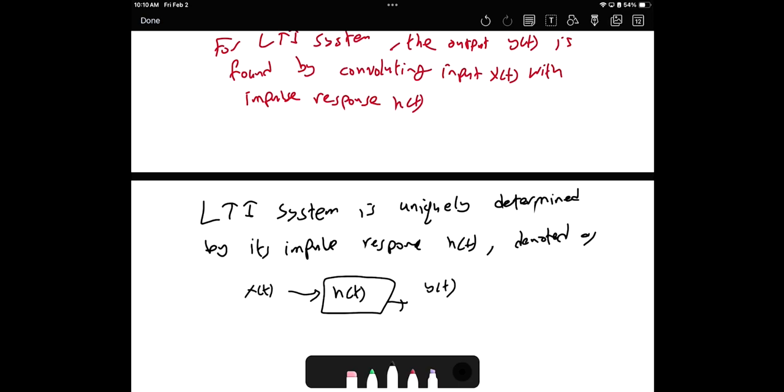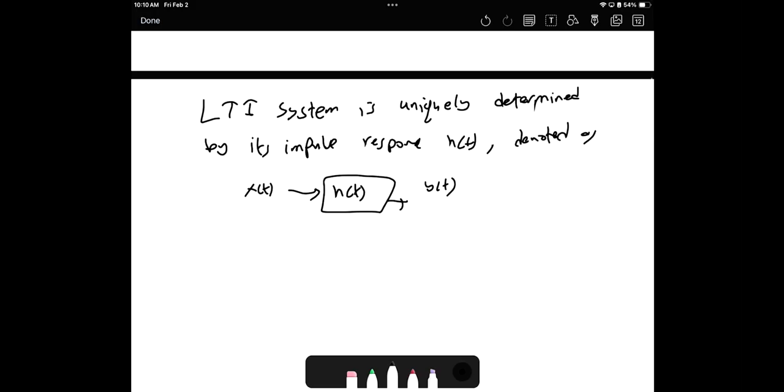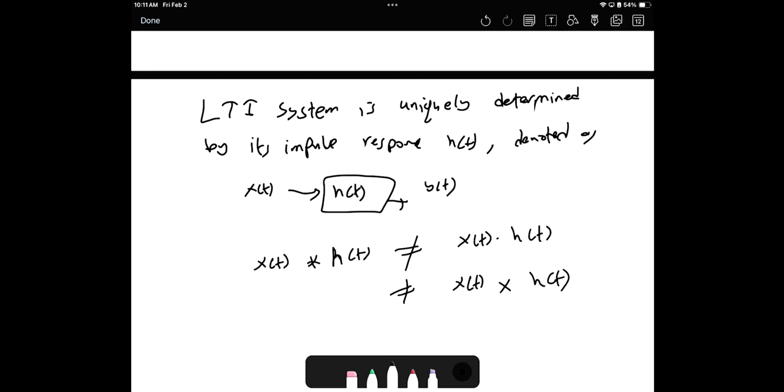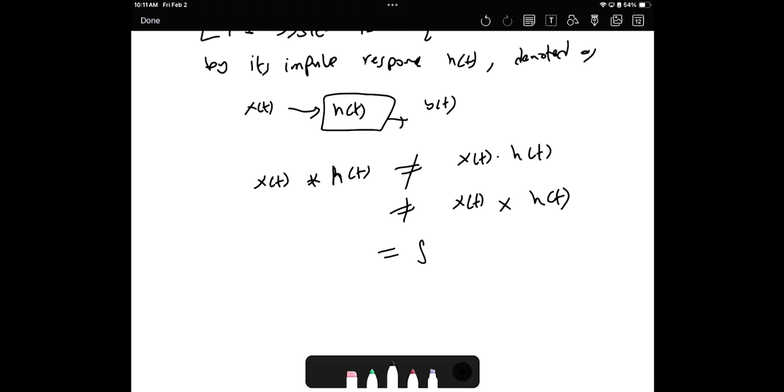Here's what it is. Keep in mind the convolution of x of t and h of t does not equal x of t times h of t, and it does not equal x of t cross product h of t. They are not. It is something different. What it is equal to is, again, the integration from negative infinity to infinity of x of tau, h of t minus tau. So just keep in mind that star convolution is something different from what we used to know before. Okay?